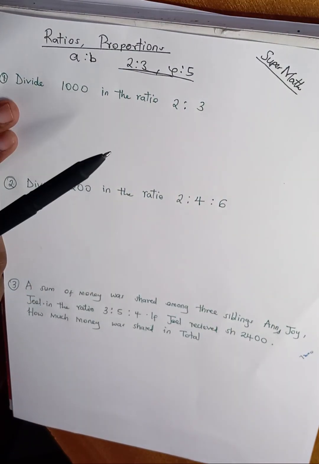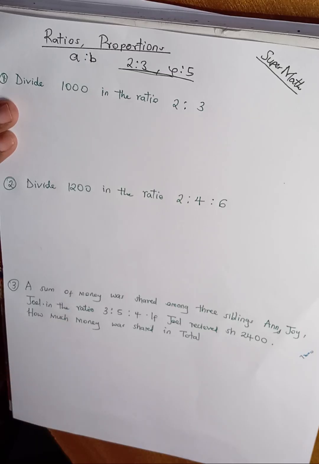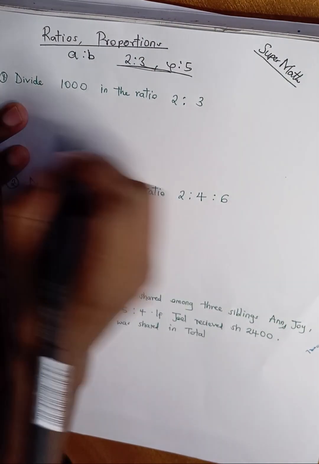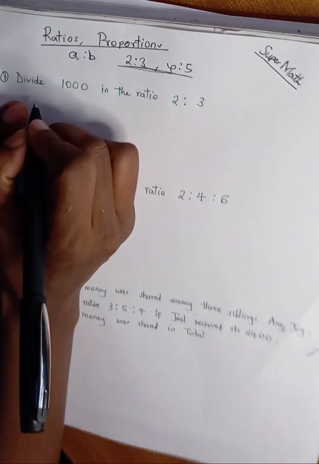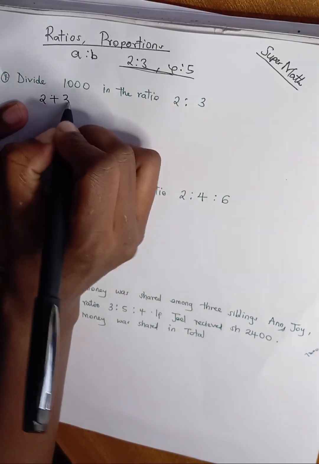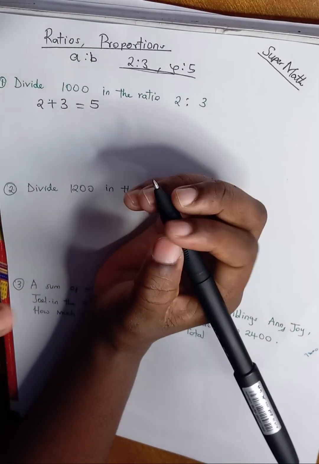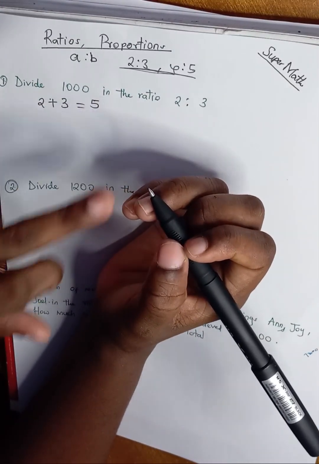Divide 1000 in the ratio 2 is to 3. When you are told to do something like this, you have to find the total ratio. So, in this, the total ratio is 2 plus 3. Now, 2 plus 3 is 5, okay? Divide 1000 in the ratio 2 is to 3.